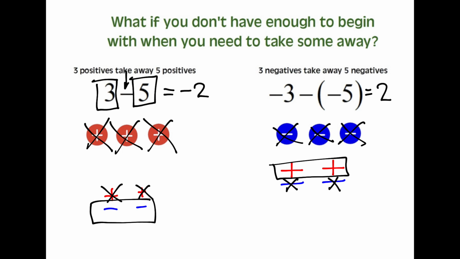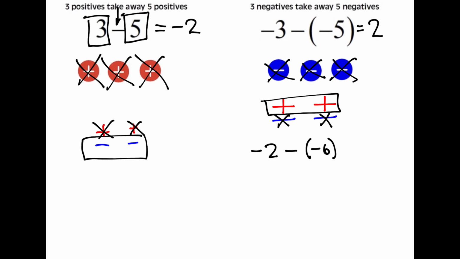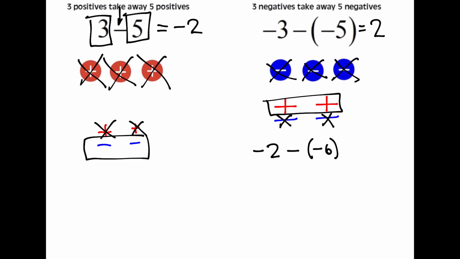Okay, let's do one that's not already drawn out for you so you can see how it works. Okay, so negative 2 minus negative 6. I'm going to scroll, move it up a little bit. I'm not even going to do changing colors. So here's a new problem down here.